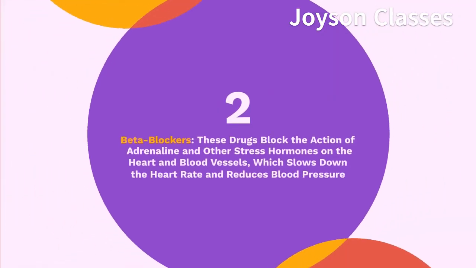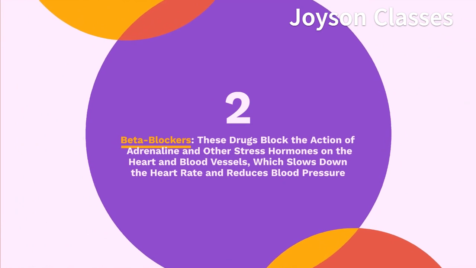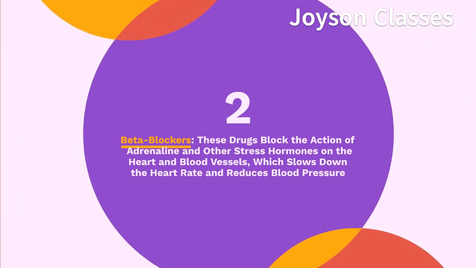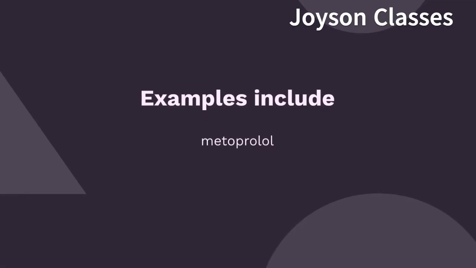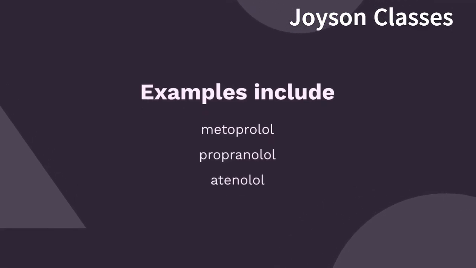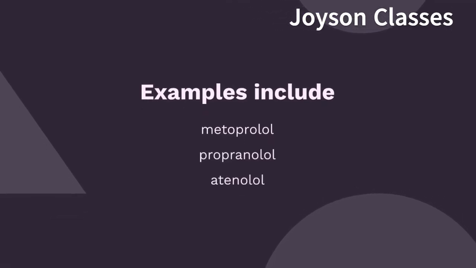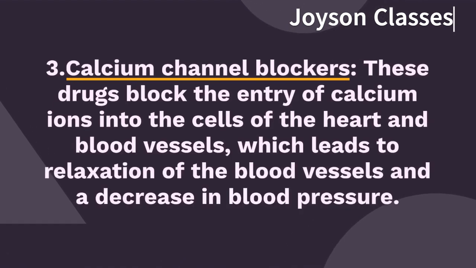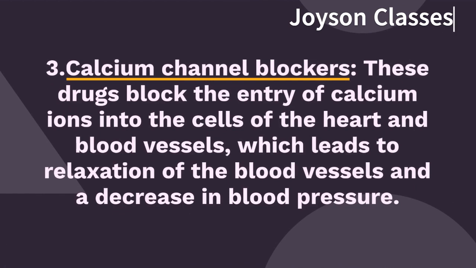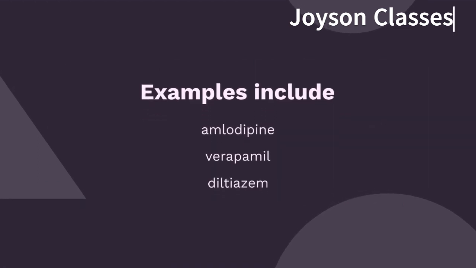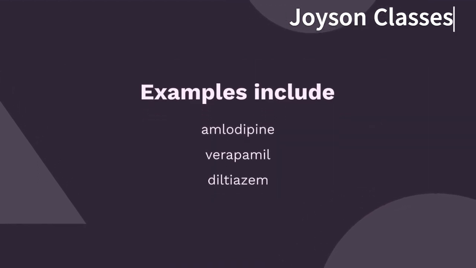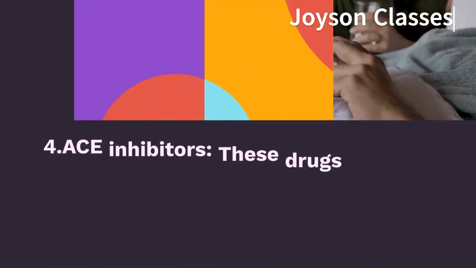2. Beta blockers. These drugs block the action of adrenaline and other stress hormones on the heart and blood vessels, which slows down the heart rate and reduces blood pressure. Examples include metoprolol, propranolol, atenolol. 3. Calcium channel blockers. These drugs block the entry of calcium ions into the cells of the heart and blood vessels, which leads to relaxation of the blood vessels and a decrease in blood pressure. Examples include amlodipine, verapamil, diltiazem.